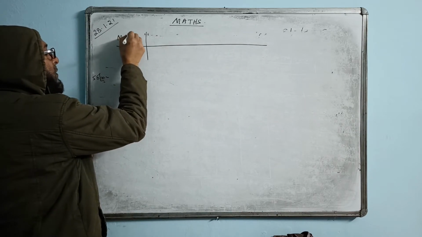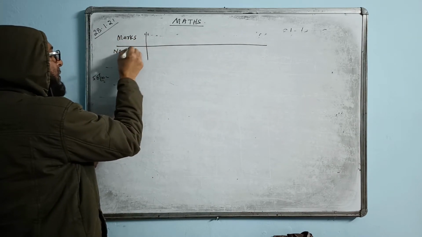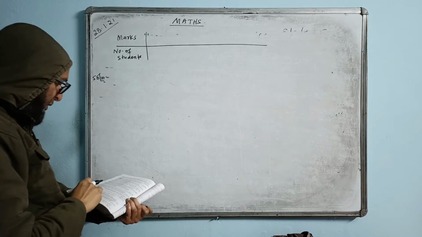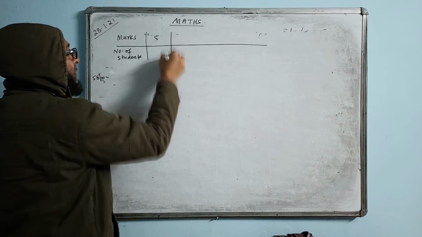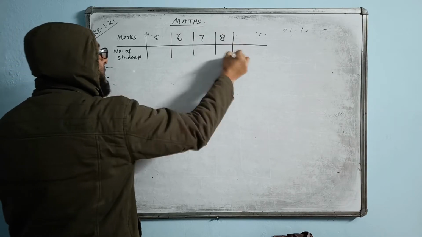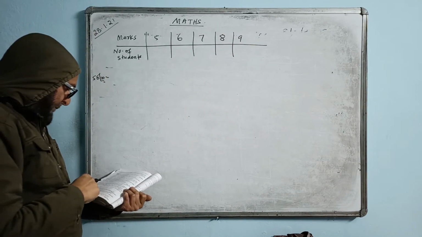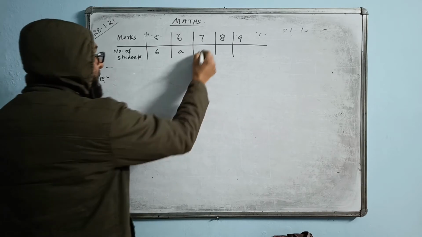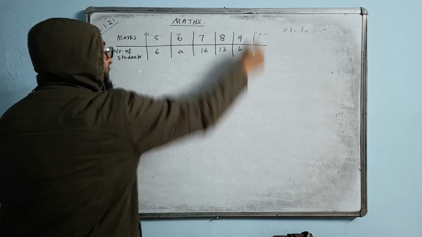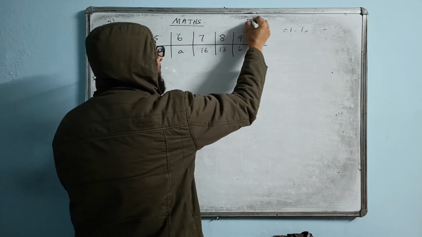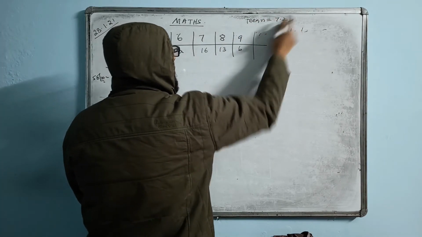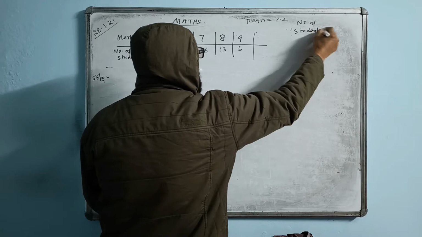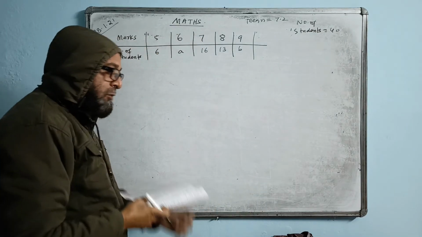They have written marks and number of students. The marks values given in the question are 5, 6, 7, 8, 9, and the numbers of students given are 6, 8, 16, 13 and B. And they have given the value of mean, 7.2. When two things are unknown, the total will be given, 40. There are 40 students altogether.